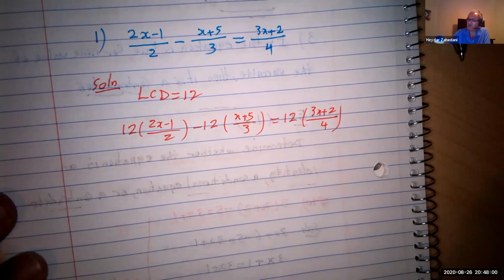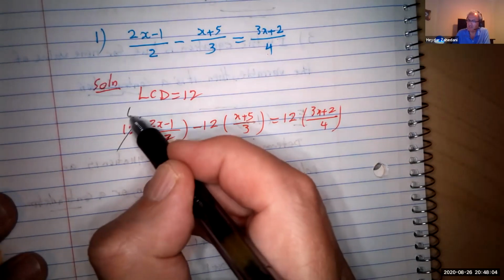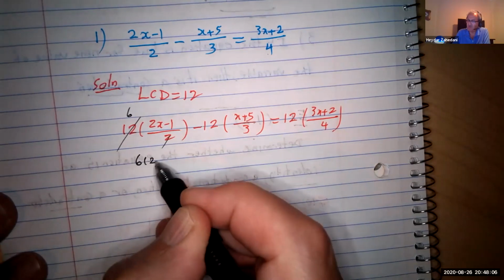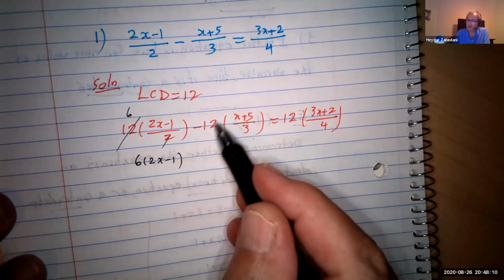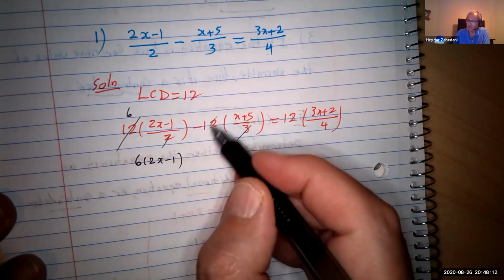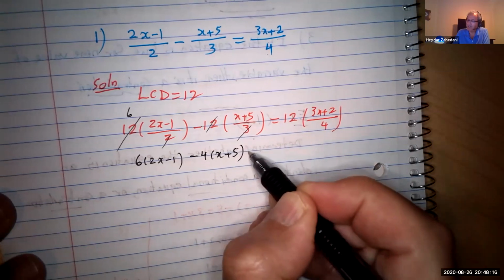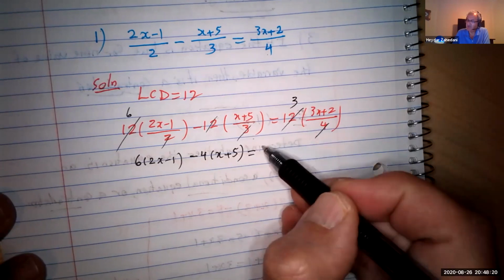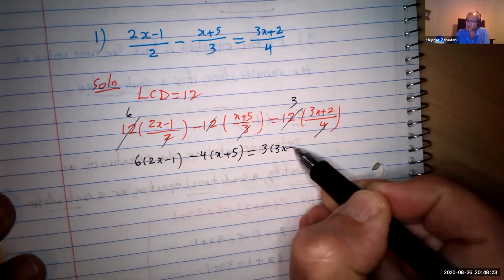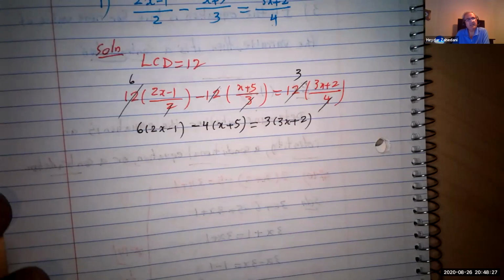Okay, make sure to multiply all the terms on both sides of the equation by the 12. Now that gives you a chance to simplify. 12 divided by 2 gives you 6. So we have 6 times 2x minus 1. 12 divided by 3 gives you 4. So we get minus 4 times x plus 5. Equal to 12 divided by 4, which gives you 3. So that would be 3 times 3x plus 2. No fractions. Okay, any question?